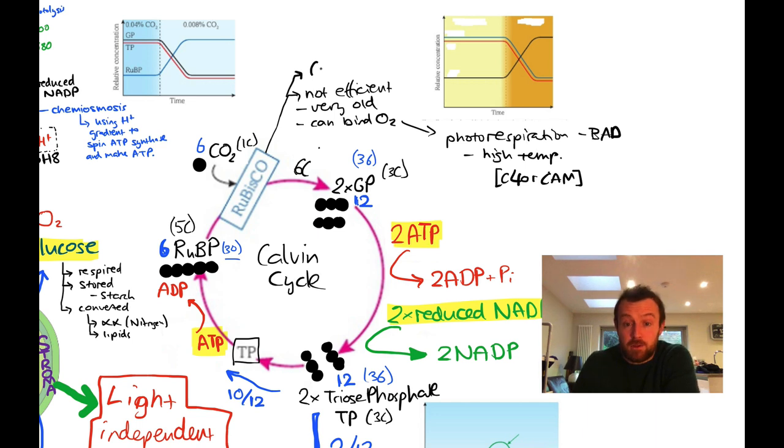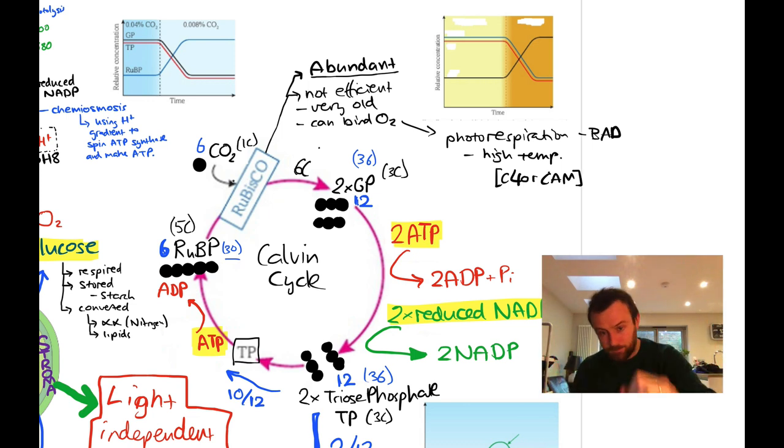But because it's so inefficient, this enzyme, Rubisco, is also very abundant, okay? It is the most abundant protein in the world. In the chloroplast, so much of the protein knocking about in the stroma is Rubisco. So it is an important enzyme. It's not a great enzyme, but to make up for that, plants just pile loads of it in the stroma. Okay, so that's the Calvin cycle.